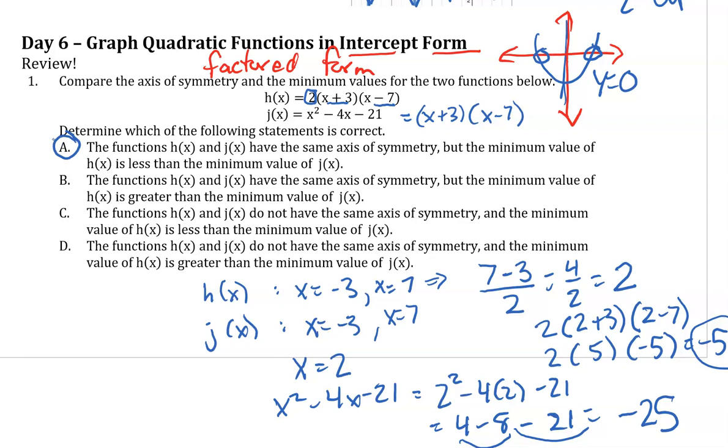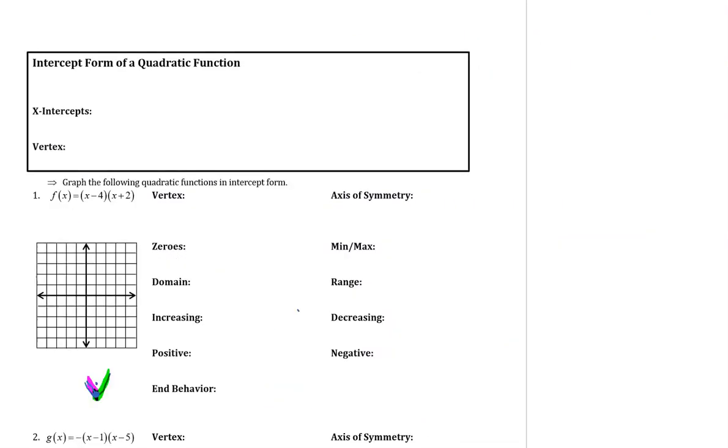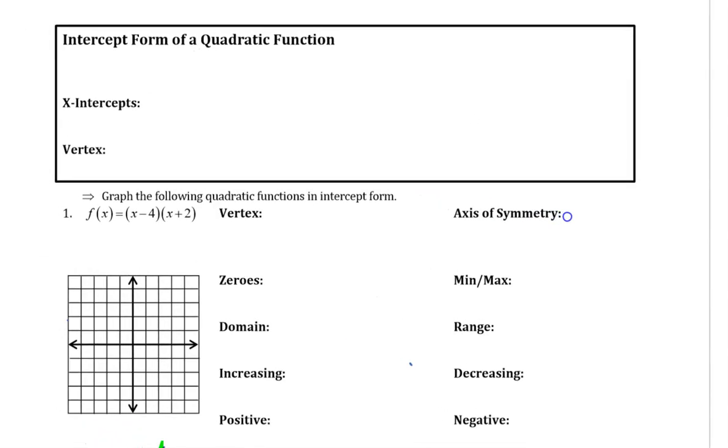B, they have the axis of symmetry, but the minimum of h of x is greater. That's not true. C, the functions do not have the same axis of symmetry. Well, that's not true. They absolutely do. The functions do not have the axis of symmetry. Not true. So even though I found the right answer, looking just at A, I just took a look at all the rest of the answers, as you should too. So we're going to go ahead and move on to the next page of our notes.